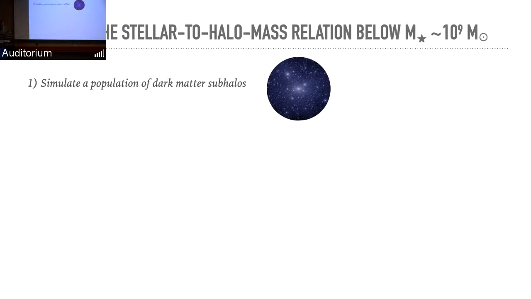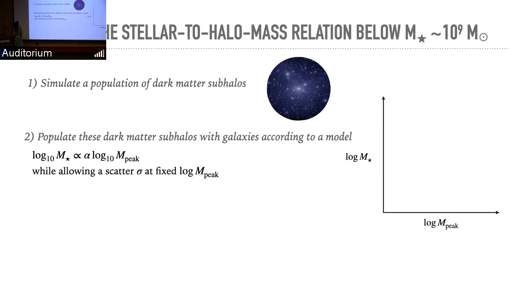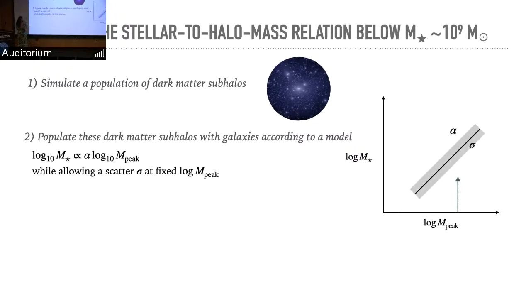So what ingredients go into such empirical modeling? The first thing is we need to have dark matter subhalos. Usually what people do is go to a simulation and look at the census of dark matter subhalos, and extract this information. Then we need to choose some model for how to connect the halos to the galaxies. Often people take a model where there is a power-law relation between the log of the stellar mass and the log of the halo mass, with some slope alpha, and also allowing some scatter.